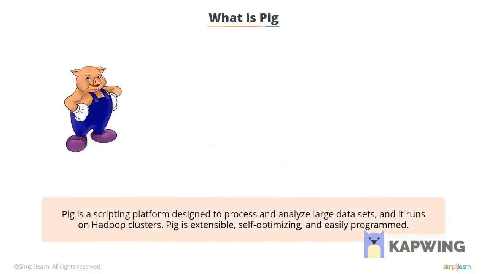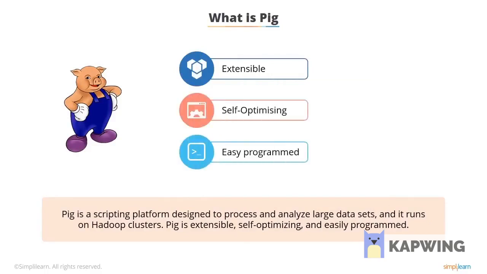Pig is a scripting platform that runs on Hadoop clusters, designed to process and analyze large data sets. Pig is extensible, self-optimizing, and easily programmed. Programmers can use Pig to write data transformations without knowing Java. Pig uses both structured and unstructured data as input to perform analytics and uses HDFS to store the results.